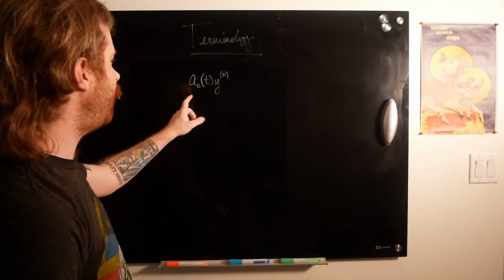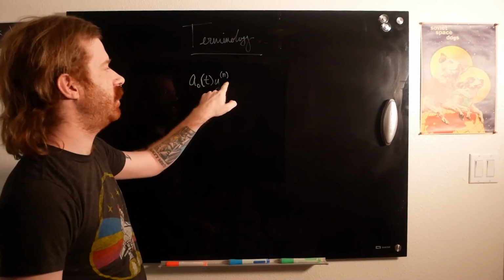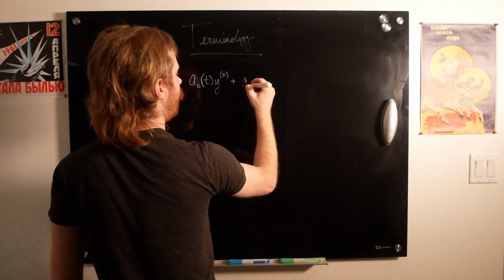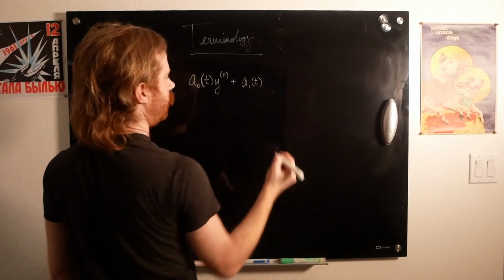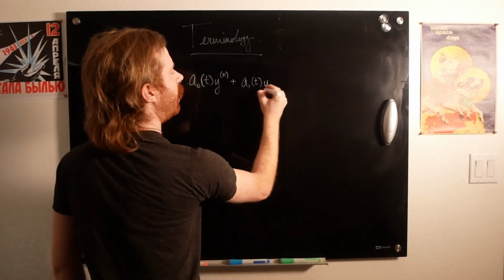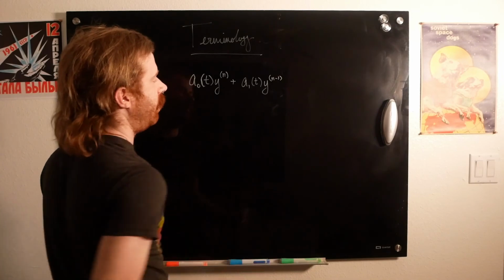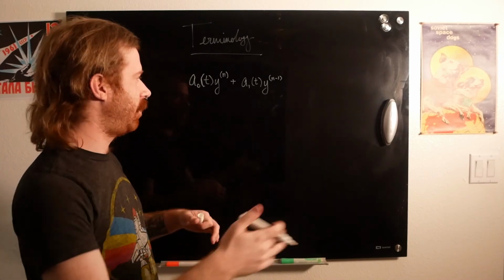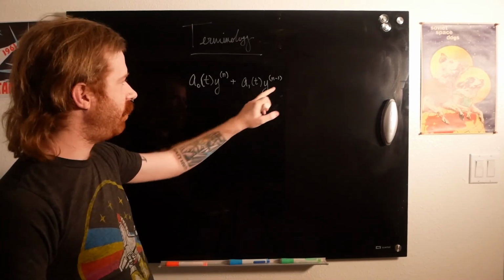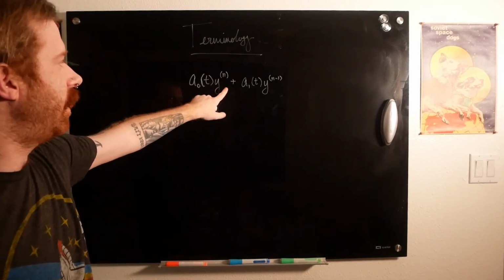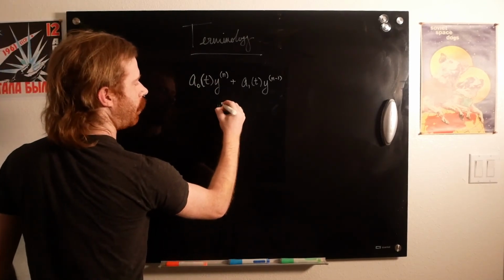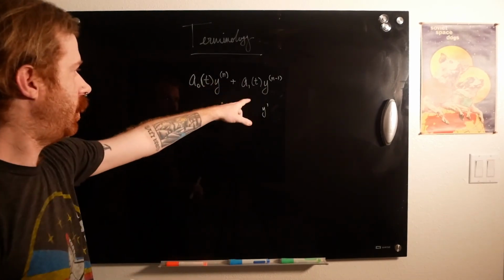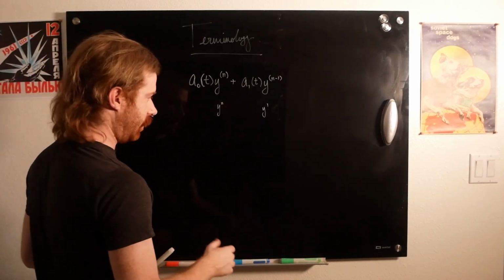So we have some function of t times y to the n-th derivative. Then after this, we're going to have some second, different function of t multiplied by y to the n minus 1 derivative. It's such a habit to say power, but it's the derivative. So if n equals 2 here, this is going to be y double prime, and this is going to be y prime, and they're both going to be multiplied by each a sub i of t.